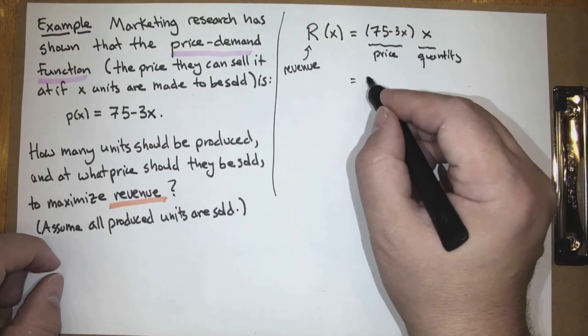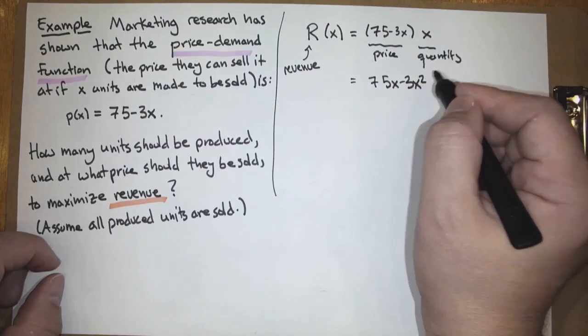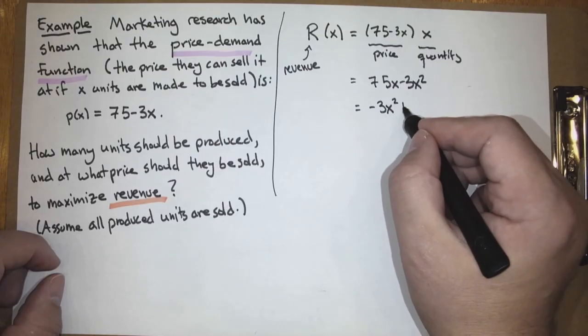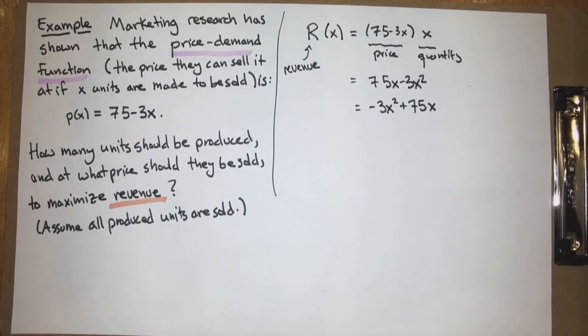If you like, we can multiply this out. This is 75x minus 3x squared. Or if we write it in the way that we've been talking about, minus 3x squared plus 75x. All right, so that's our revenue. That's how much money we're going to make depending upon how many units we sell. So, we're asked to maximize the revenue.